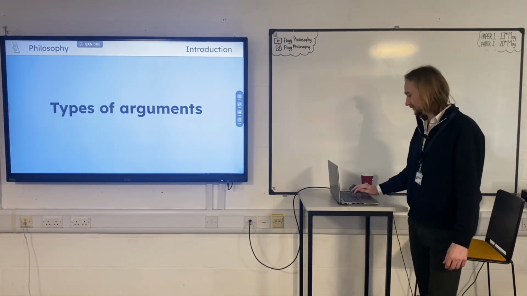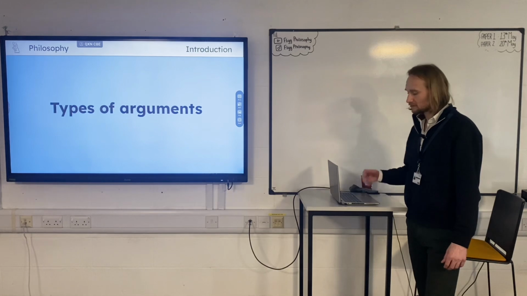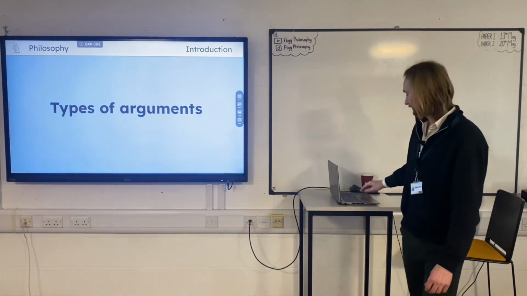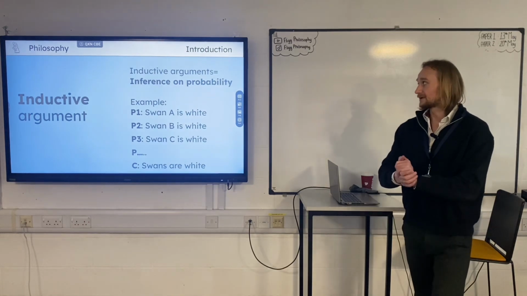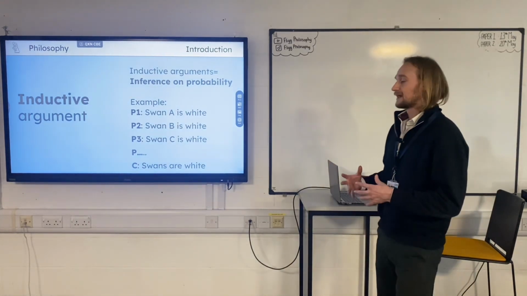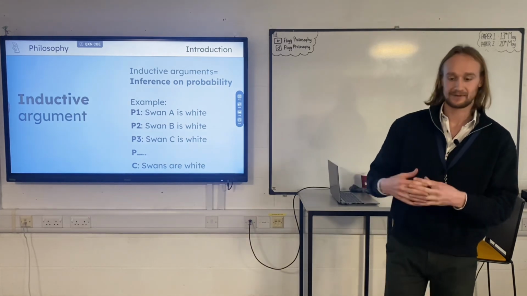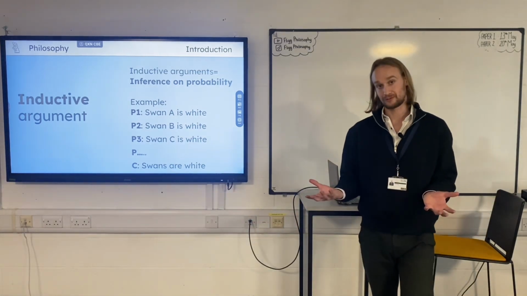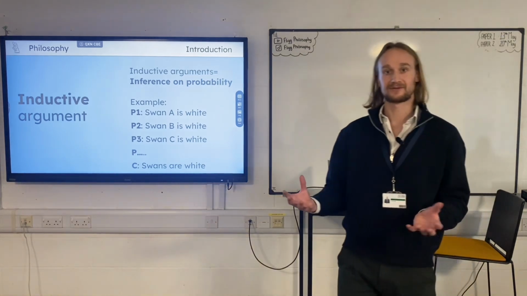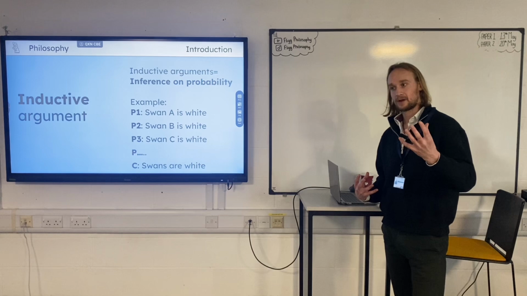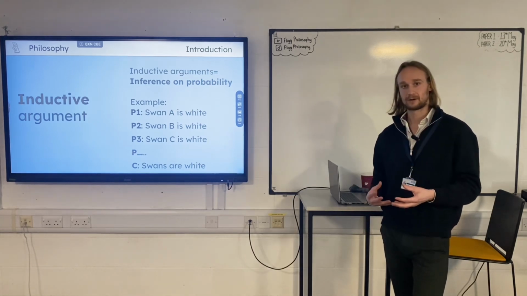So types of arguments, which we need to know. We've got three types of arguments: inductive, abductive, and deductive arguments. An inductive argument is where we argue on the inference of probability. So what this means is that the conclusion is only probably true. Okay, so the premises give us a probable inference to the conclusion.